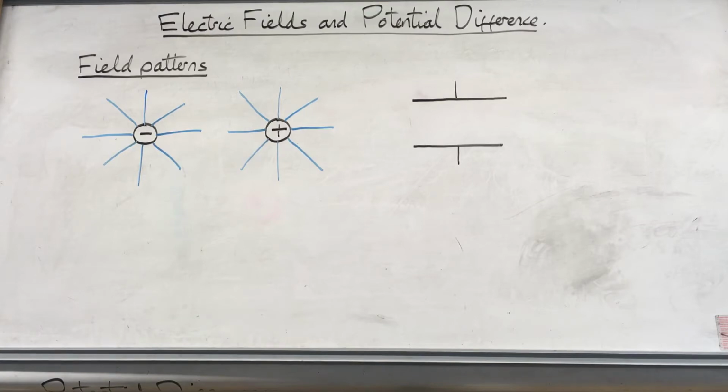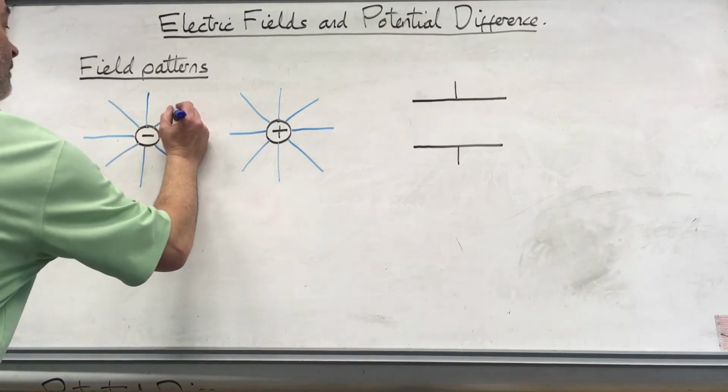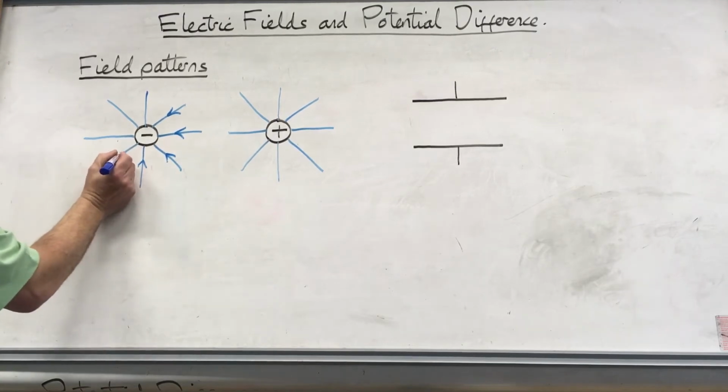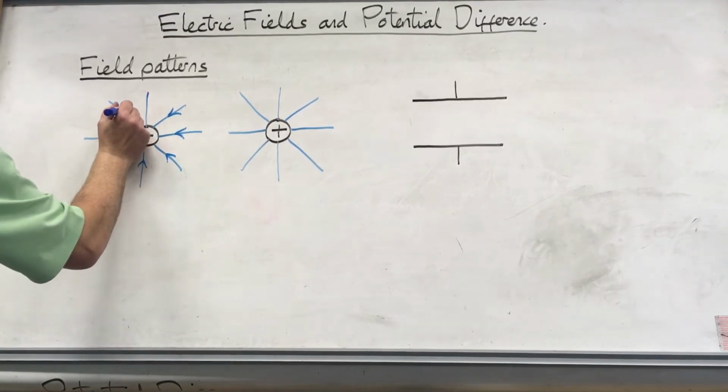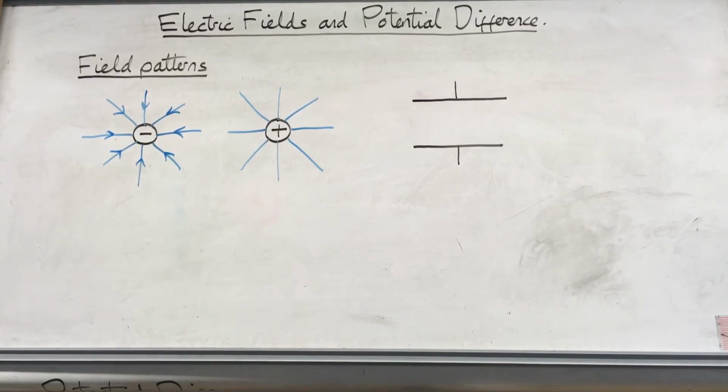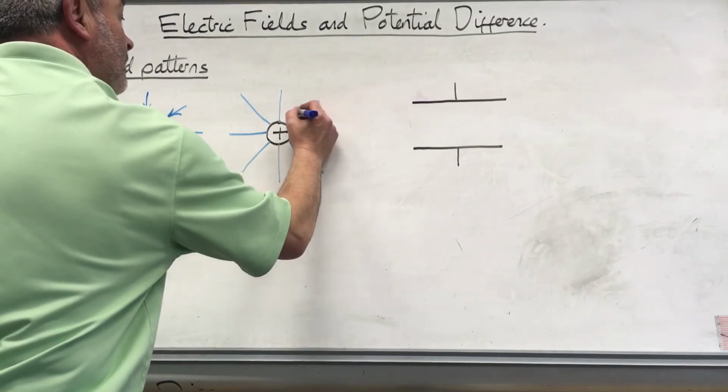However, the direction, like I said, the gravitational field acts downwards on the planet Earth, and both these charged particles will require arrows to show the direction of the field. So the negative, the direction is towards, and it would stand to reason, hopefully, that you'd appreciate that for the positive, the direction is away.